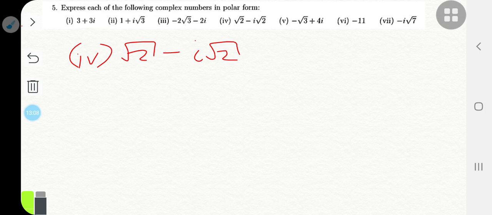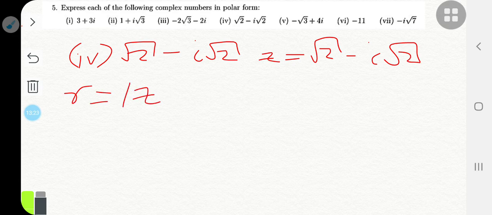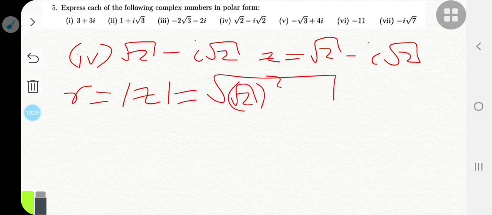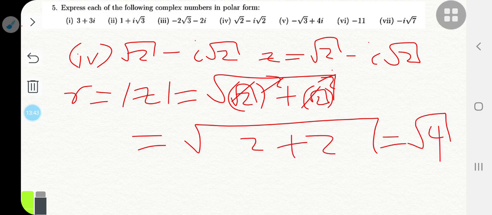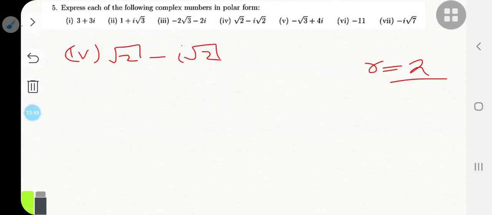Now on part 4 we've been given the root of 2 minus i the root of 2. Let my z be equal to the root of 2 minus i the root of 2. Then let me find my r, and we know that our r is just equal to the magnitude of z. We find it by squaring the root of 2 and doing the same to the other one. Squaring, the 2 and the square root go, and I'll just remain with 2 plus 2, which gives the root of 4, so our r is just equal to 2.